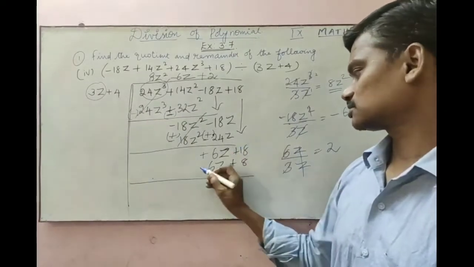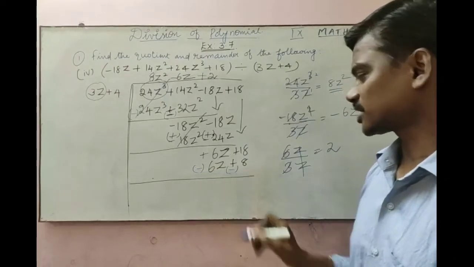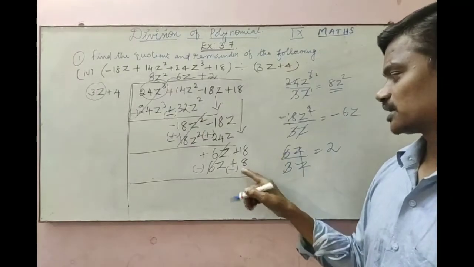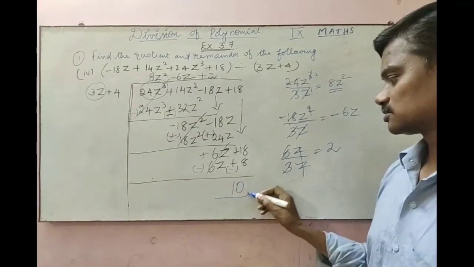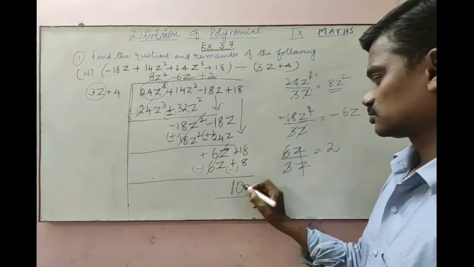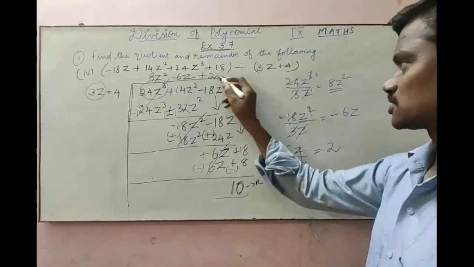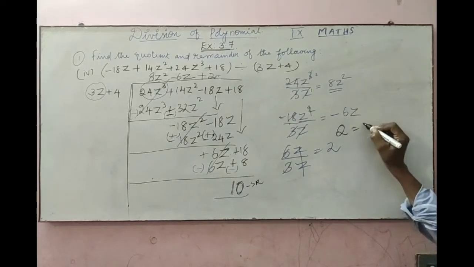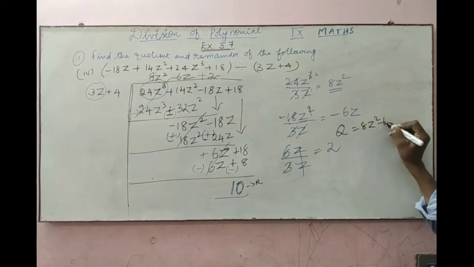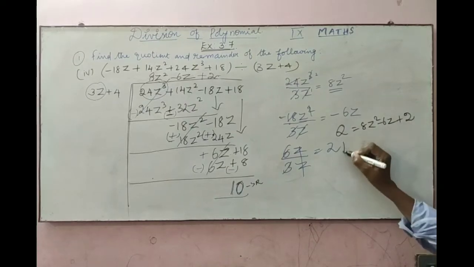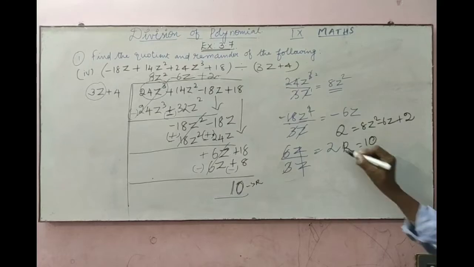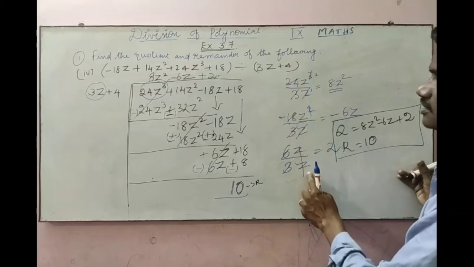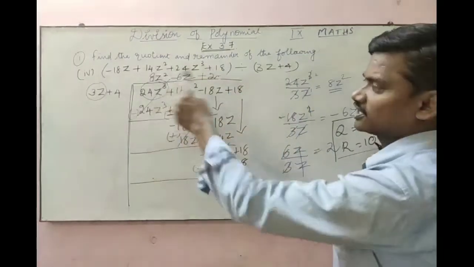Again, when you are dividing, you have to change the sign and subtract. So these two get cancelled. 18 minus 8 gives plus 10. So this is the remainder. Plus 10 is the remainder. This is the quotient. So what is the quotient? The quotient is 8z square minus 6z plus 2, and the remainder is 10. So this is the answer. This is the rough calculation. This is the main part of the sum.